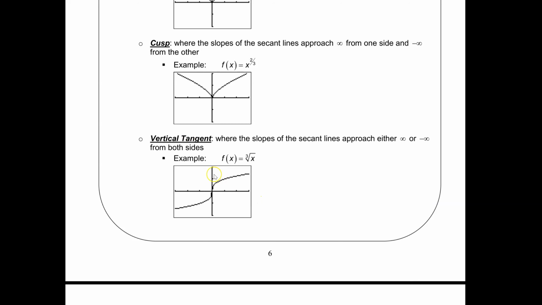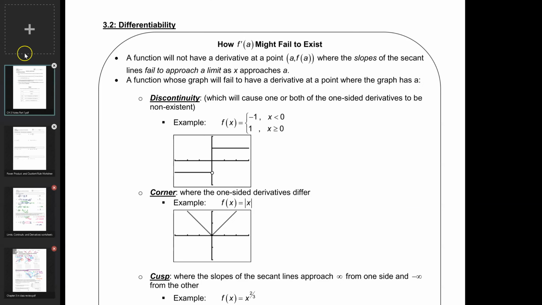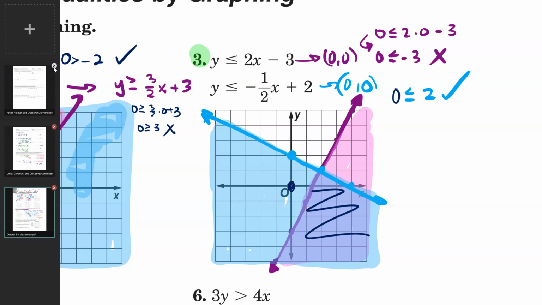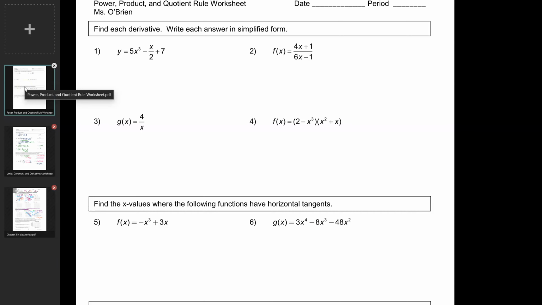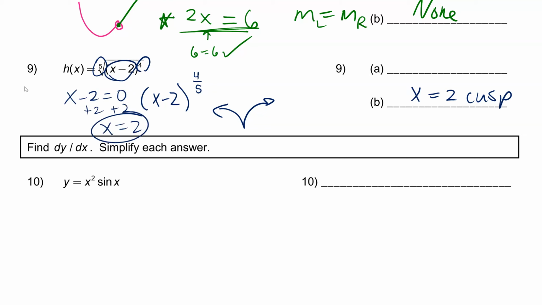Okay, so here are the 3 things. This is page 6 on the chapter 3 part 1 notes. All the notes are uploaded, and all the solutions to the notes are uploaded. You could look at it. Okay, so cusp. Where is this cusp occurring? At 2. How do you know? Yes, because you look at the inside and you set it equal to 0. x minus 2 equals 0. Add 2 on both sides. You see at x equals 2, that's where the cusp is occurring.